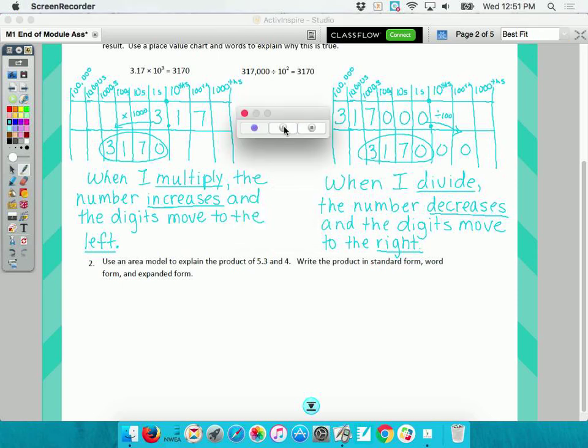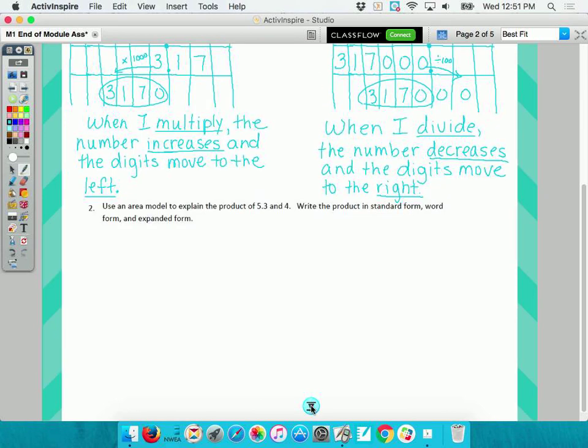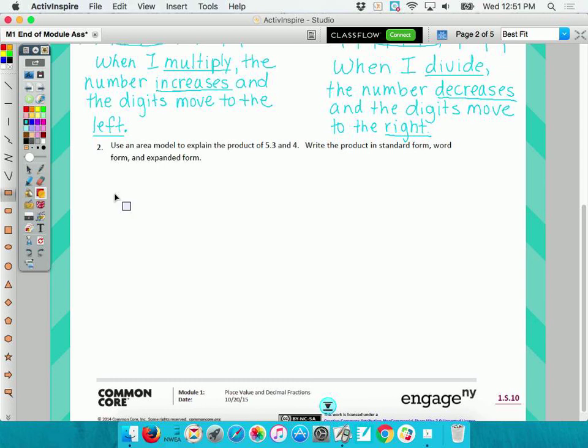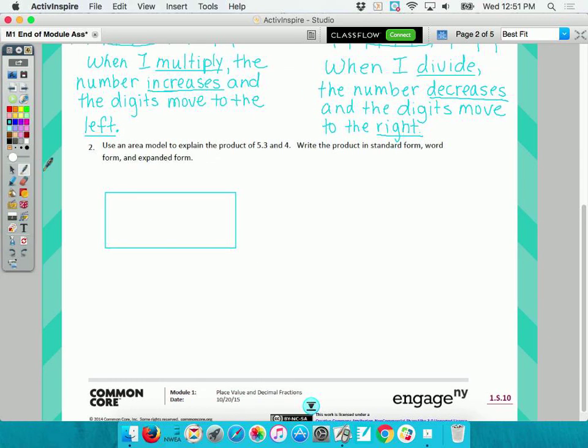Okay, let's take a look at number 2. This one's fun. It says use an area model to explain the product of 5 3/10 and 4. Write the product in standard form, word form, and expanded form. What is a product? The answer to multiplication. Okay, so what am I probably going to do on this problem? Multiply, and it says area model.